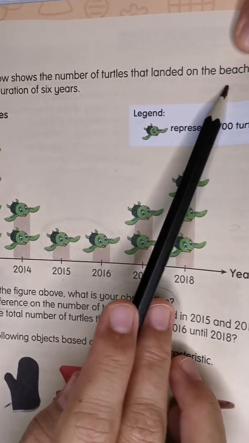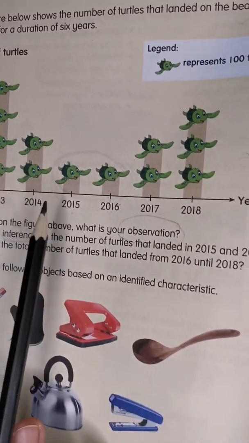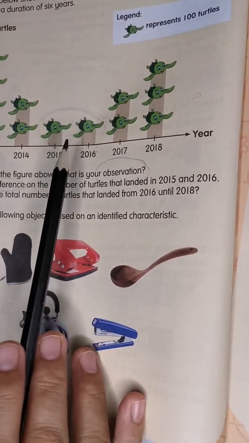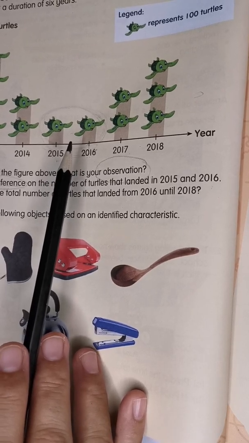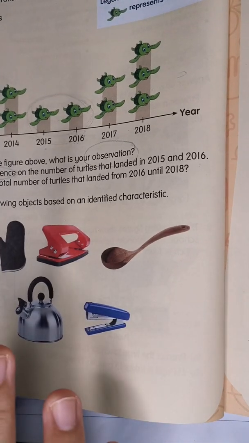Okay, because the beach in state M was polluted ataupun dah dicemarkan. Okay, dah tercemar. Okay, tu satu sebab. Okay, bagi satu sebab pun cukup.